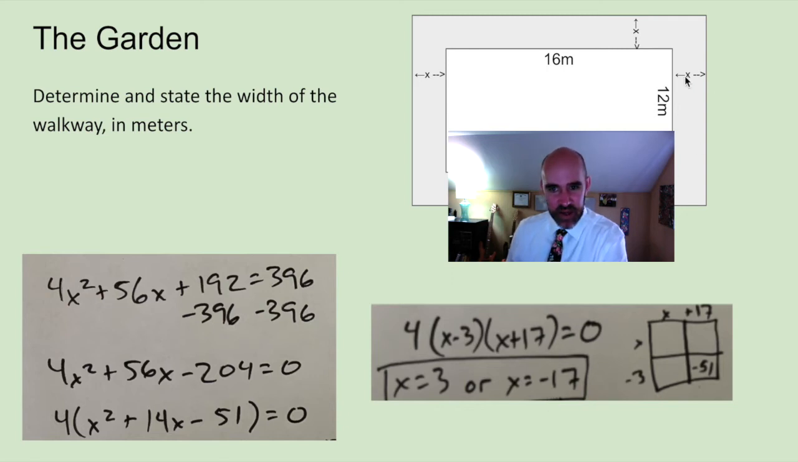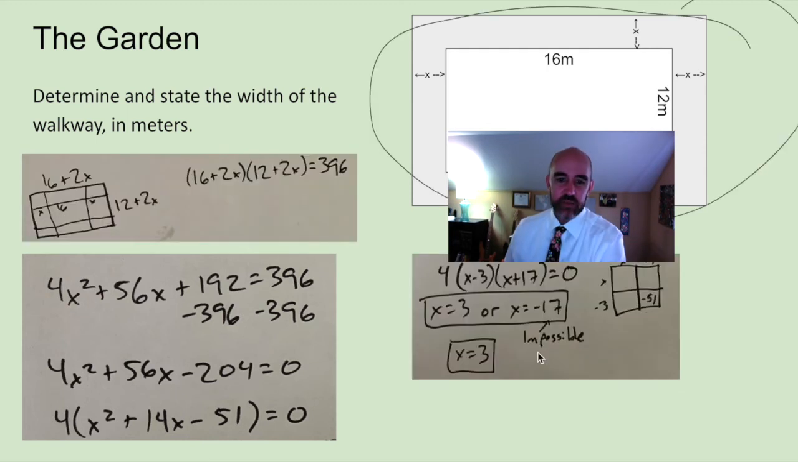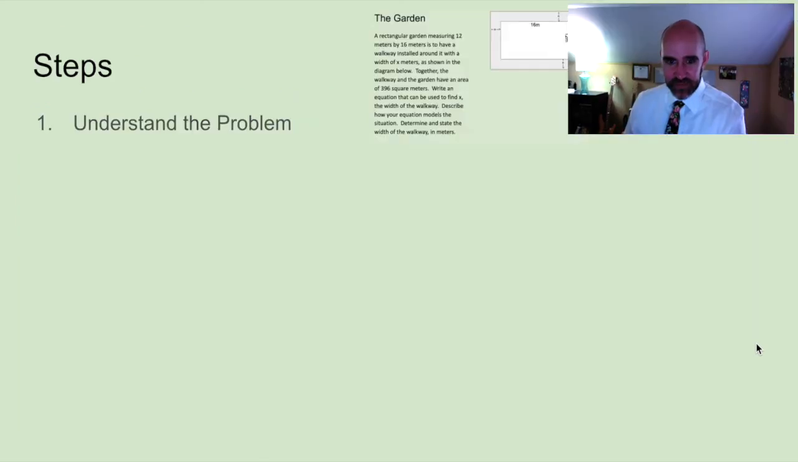If the walkway is negative 17 meters wide, what does that even mean? That means it's negative 17 plus 16 plus negative 17. I don't know what a negative width for a walkway would even look like. Doesn't seem like it would work. So we say that solution actually doesn't make any sense in this context. So that's impossible. The answer is x equals 3. The walkway is 3 meters wide. Final answer.